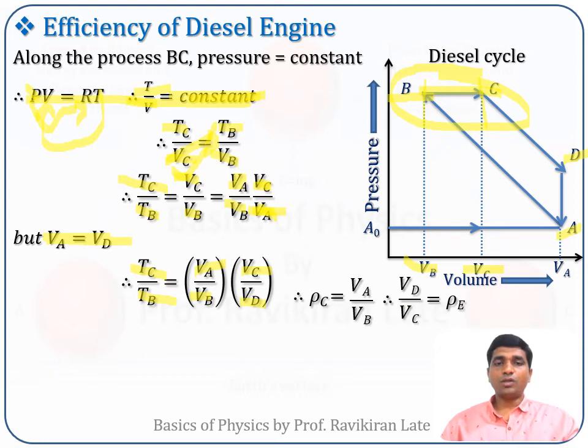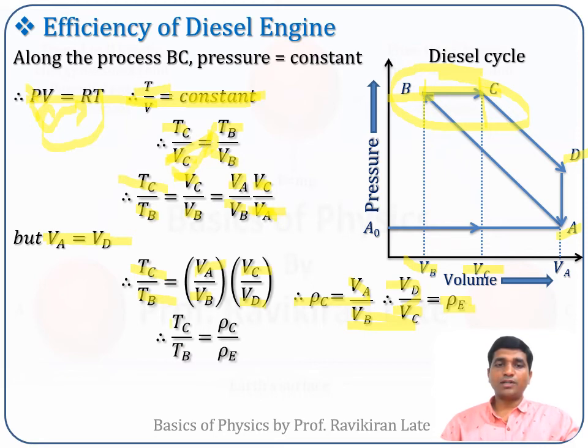So we know that from our earlier slide, Va upon Vb is the compression ratio. Going from A to B, the volume goes on reducing, so it is a compression. And if you consider Vd upon Vc, that is the expansion ratio, because from point C to point D the volume goes on increasing.